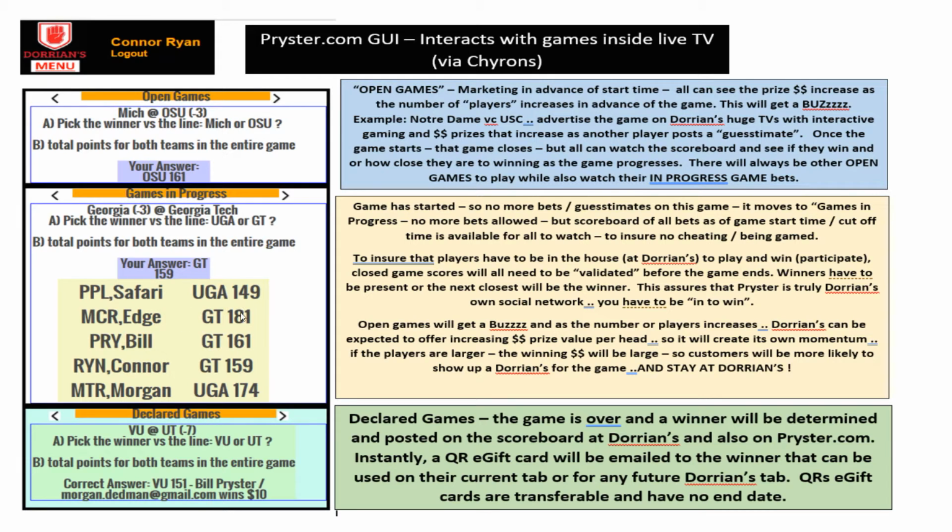Connor knows that he's not going to get gamed. So if Georgia Tech wins and the total points is 158, he knows he's the winner. He gets to see all this other scoreboard. So it's games in progress. Thank you, Shree. Very smart. And then declared games. If Connor wins, it'll be posted here, and he'll have a QR code, which you'll see in the video.